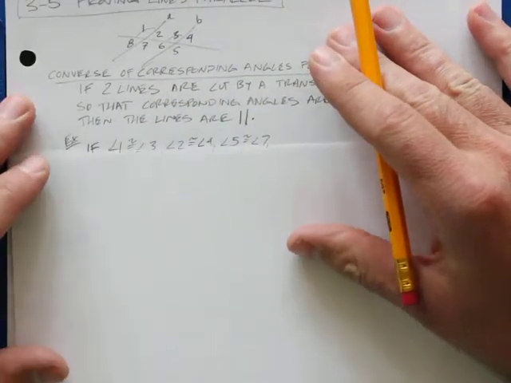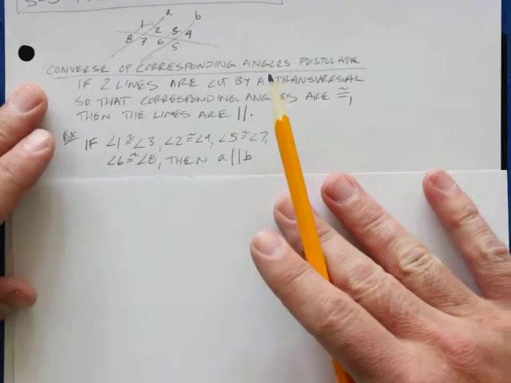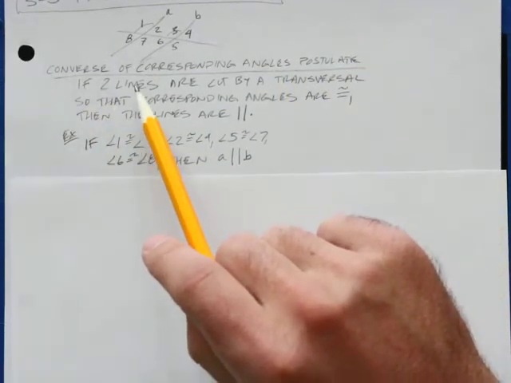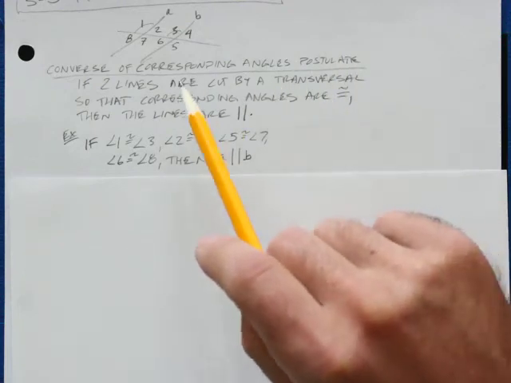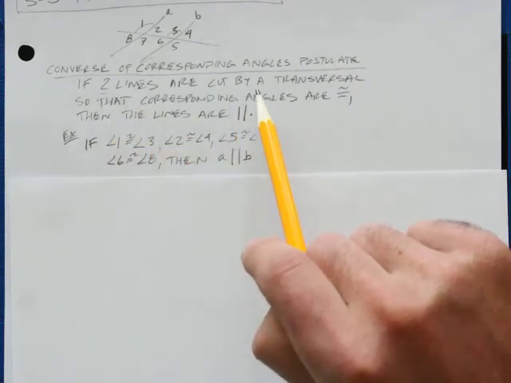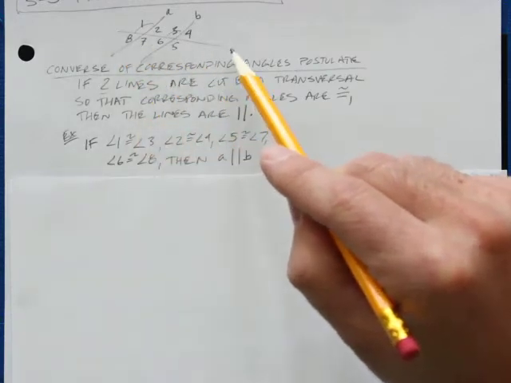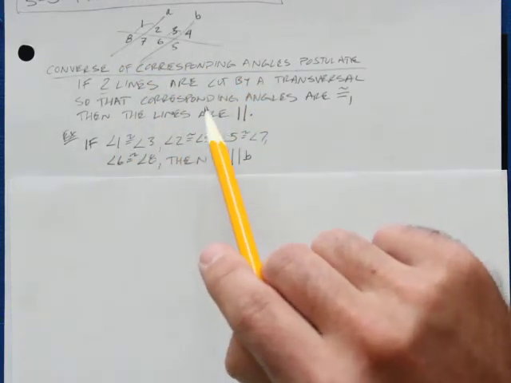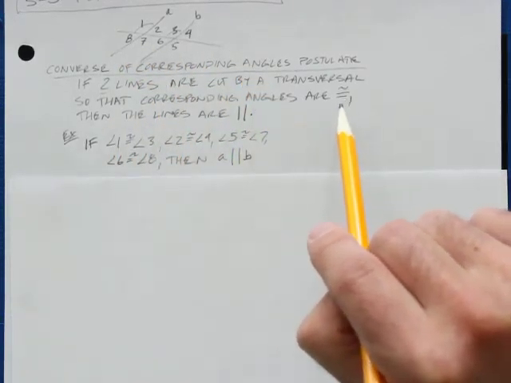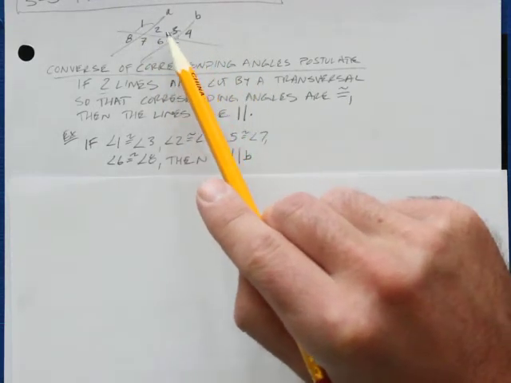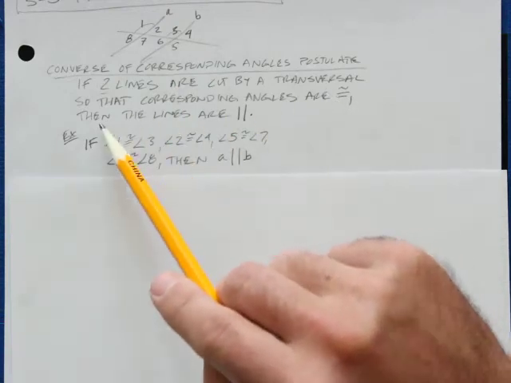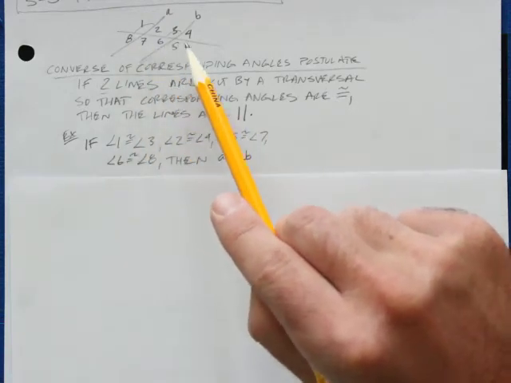So this first section here is the converse of corresponding angles postulate. So if 2 lines are cut by a transversal, so that corresponding angles are congruent, say angle 1 and angle 2, those are corresponding angles. If they are congruent, then the lines are parallel.